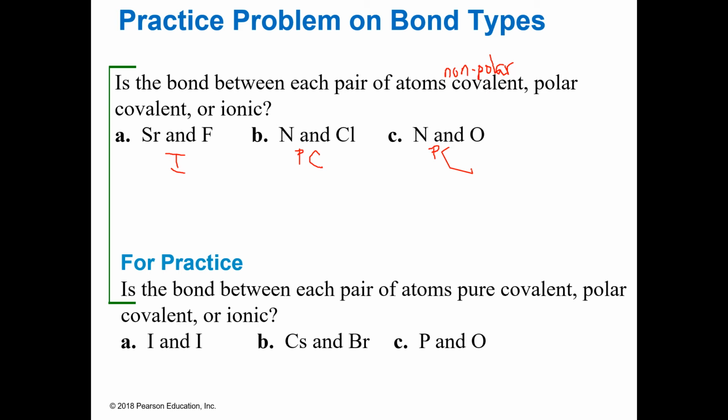Okay, let's do a couple more here. Iodine and iodine, both non-metals, but they're absolutely the same. So this is going to be non-polar covalent. Cesium, is that a metal? It is. So I have a metal. Bromine is a non-metal. So that is going to be ionic. Phosphorus and oxygen. So these are two different non-metals. So we have a polar covalent bond.